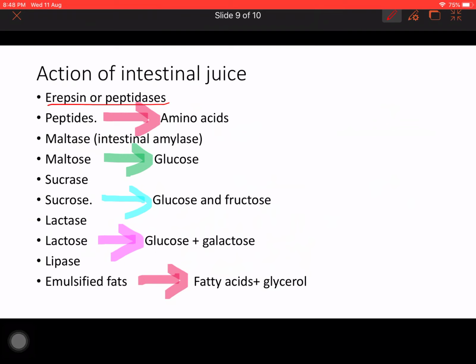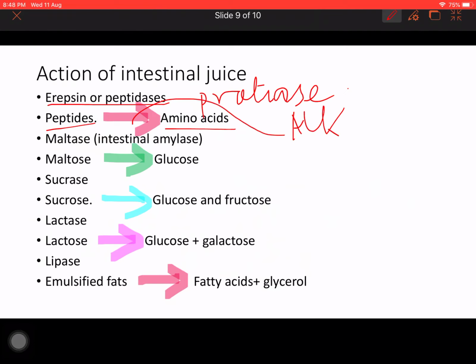We can say that it is an intestinal protease, that is, it is acting on peptides, and the end product is amino acids. So it is a protease enzyme. As it is a protease enzyme, it is acting on the peptides and the end product is amino acid, and the medium always should be an alkaline medium.